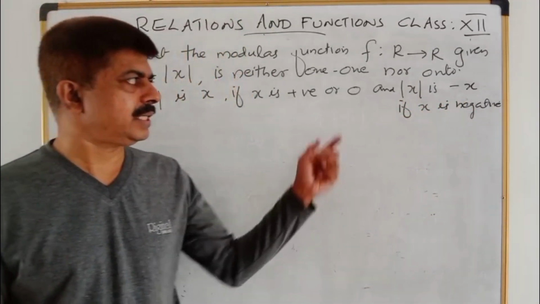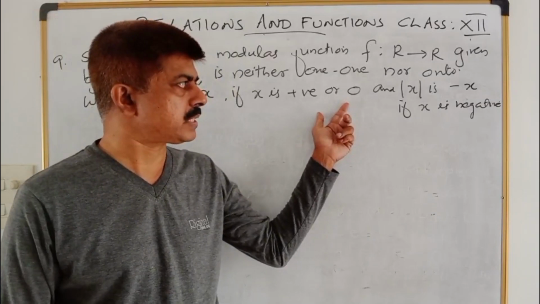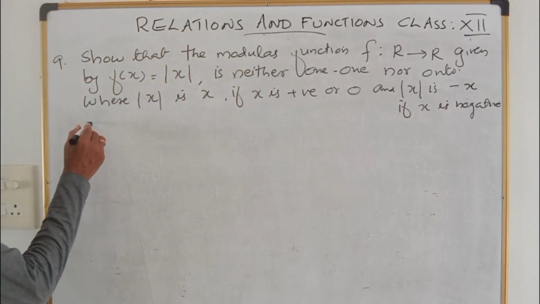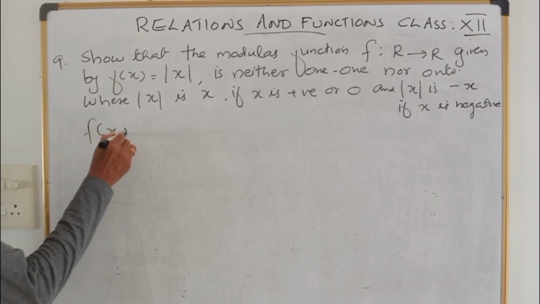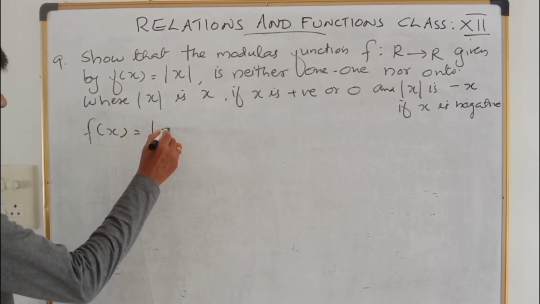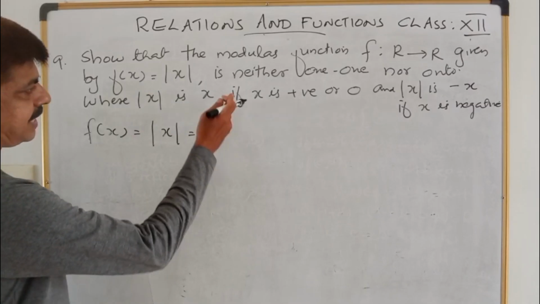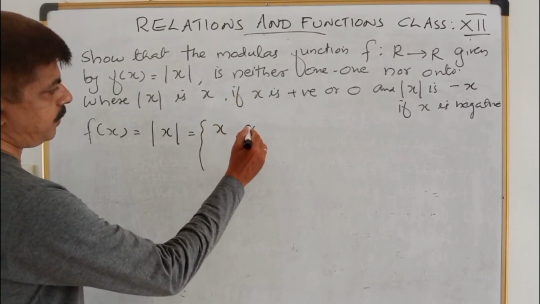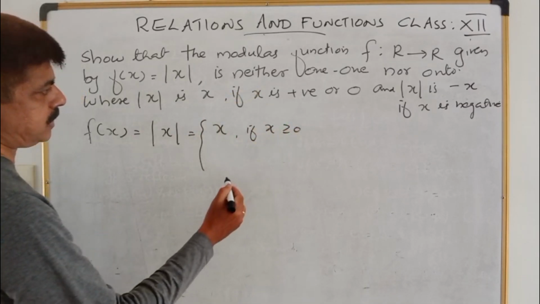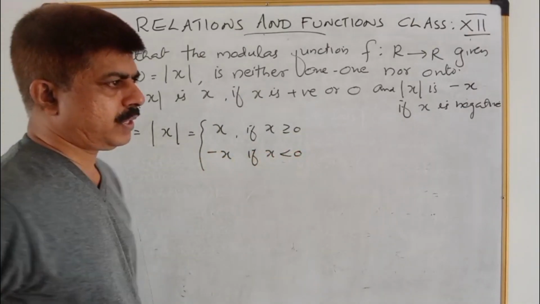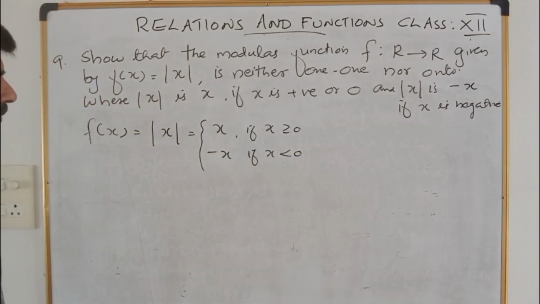So children, this is a very important question, the modulus function. You know that the modulus function we should always rewrite like that. Modulus function means actually we write mod x is positive x, that is given in the question itself, if x is greater than or equal to 0, and we should take negative x if x is less than 0. It is expressed like that.